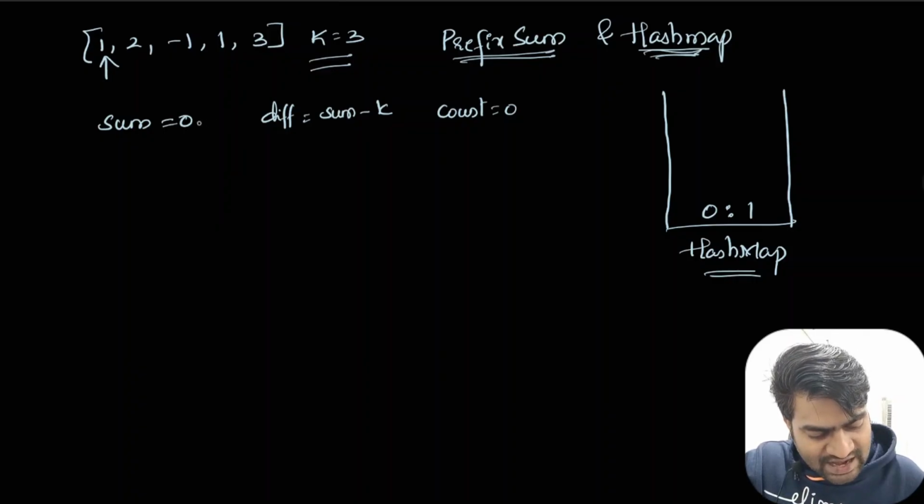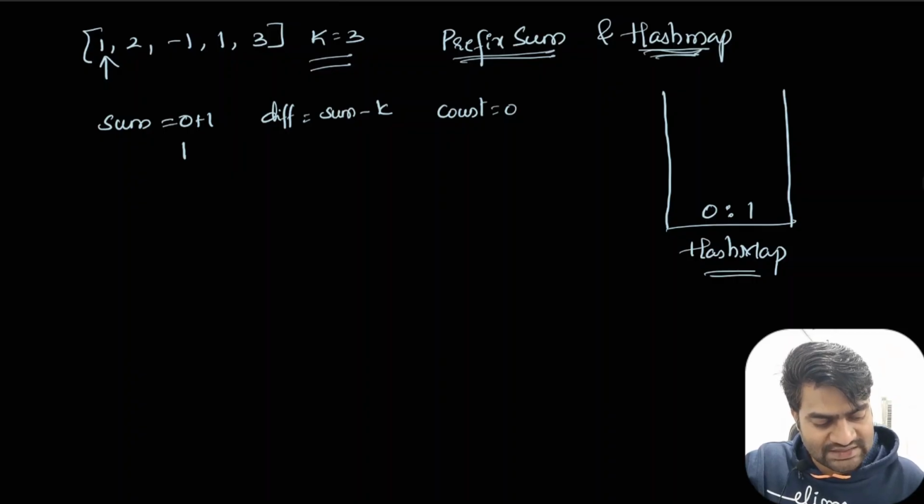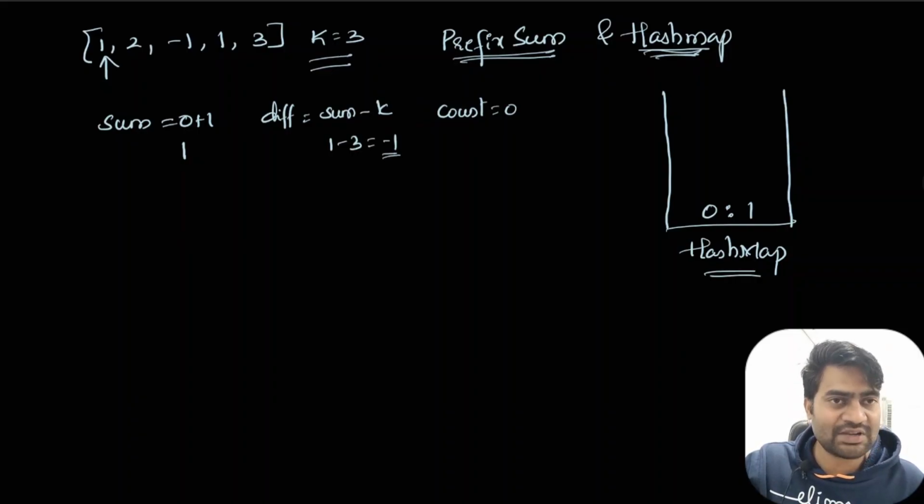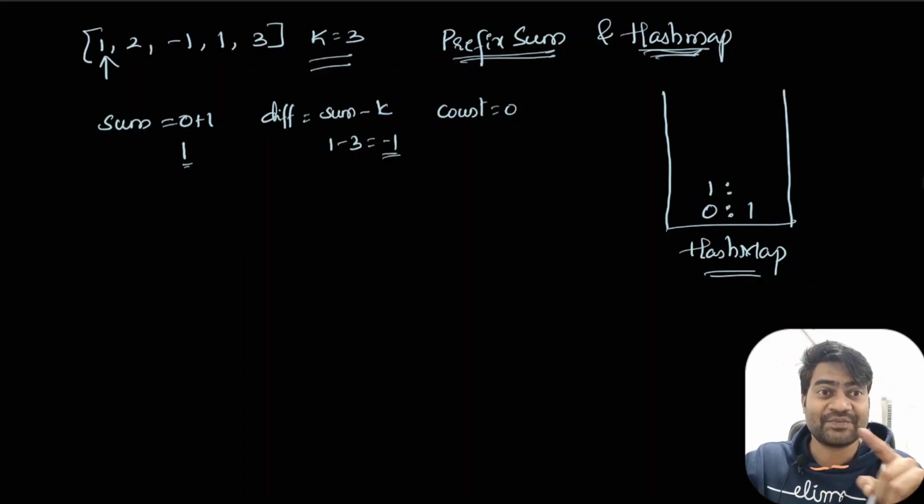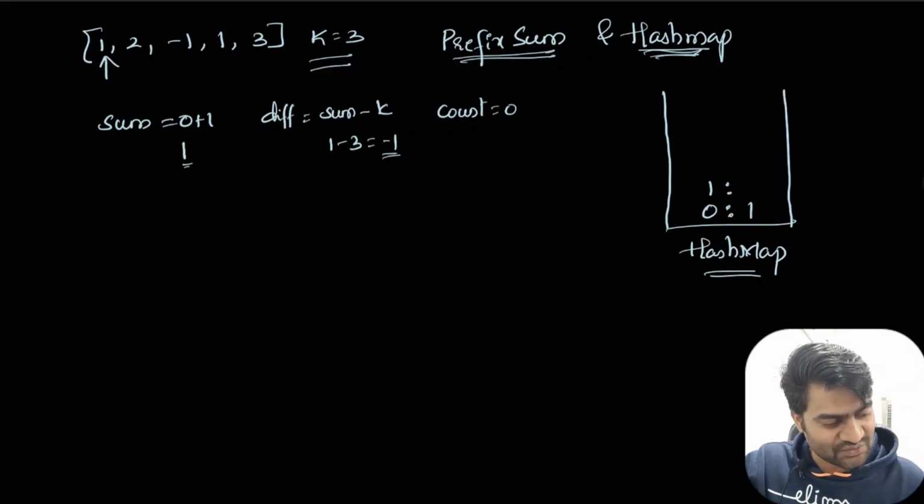So now I will add 1 to it. Now the sum I got is 1. So if that is the case, the difference will be 1 minus 3, which is minus 1. So there is no chance, right? We won't get any subarray because the total sum is only 1, which is less than k. So for sure this won't be available in our hash map. So we will push this 1 because this is the sum we are seeing now. We might require this later. So 1 appears once. Now I will move to my next number.